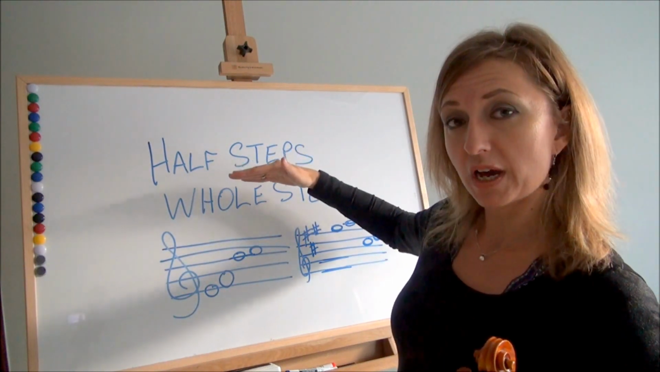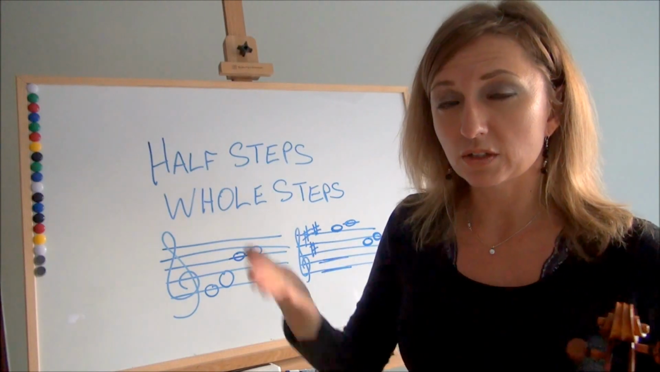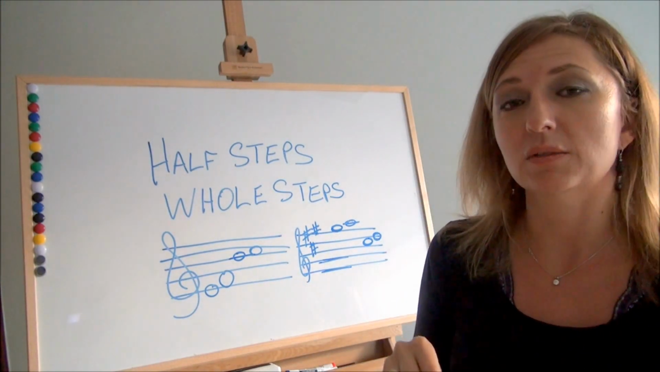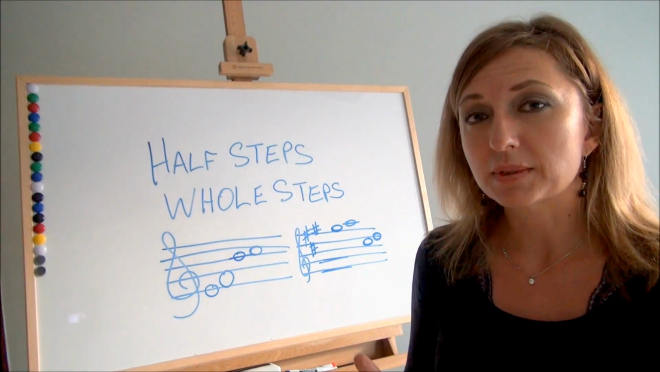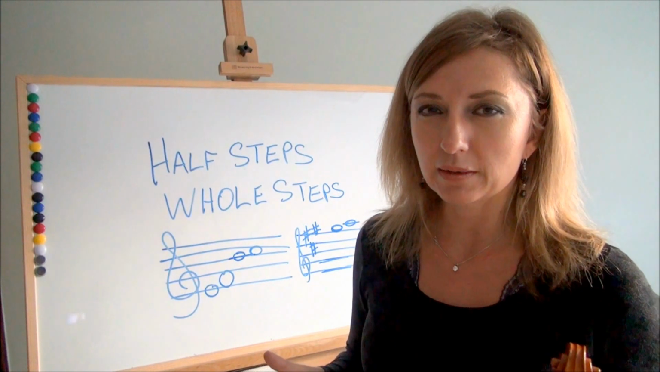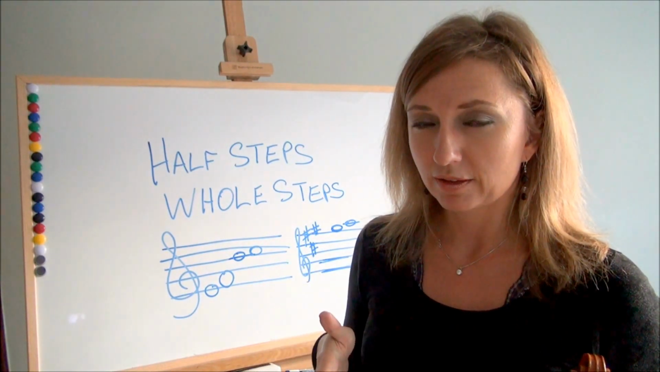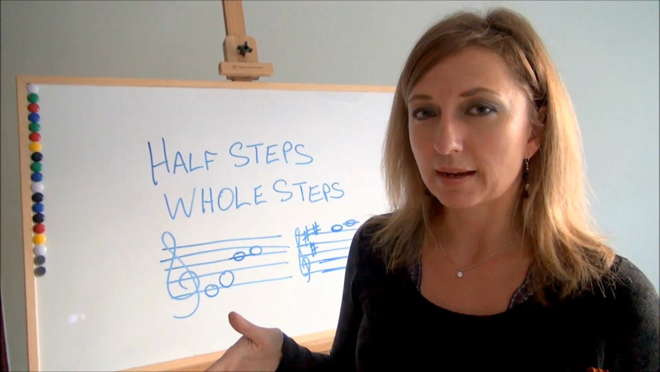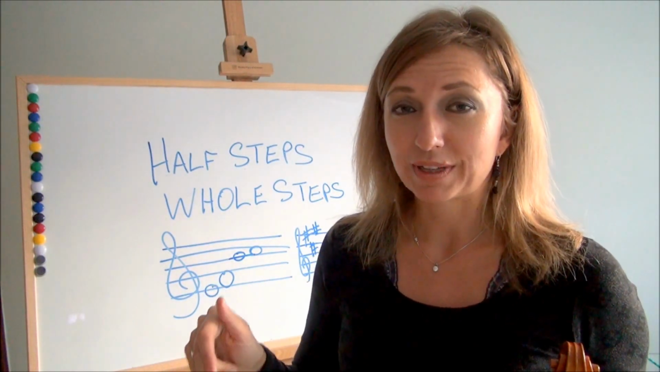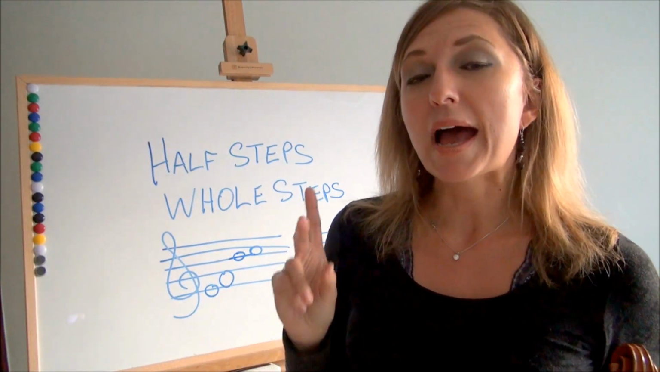Half steps, fingers touch. And if you think about piano, if it's easier if you're a pianist or you're thinking about a keyboard, half steps, there's no key that lives in the middle. Whole steps, there is a key that lives in the middle. So if you think about how the keyboard looks, E to F, there's no key in the middle of E and F, or B and C. Those are half steps. There is a key in the middle of E to F sharp. So that is a whole step, okay? So half steps and whole steps.